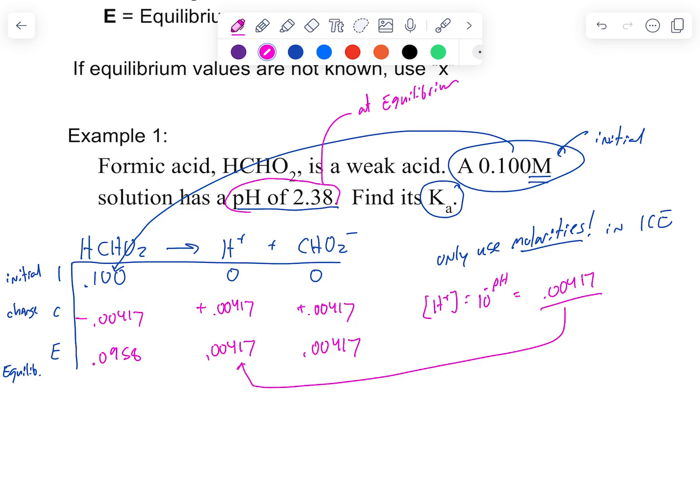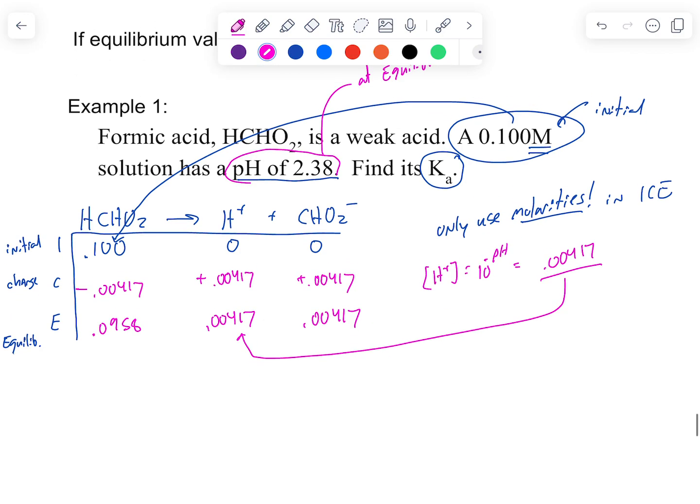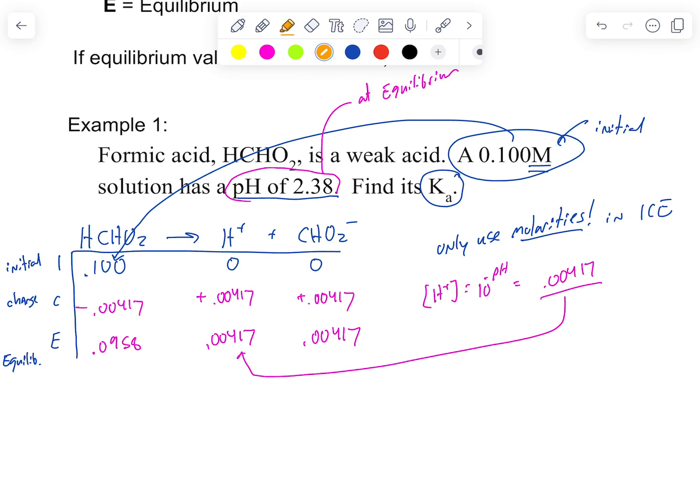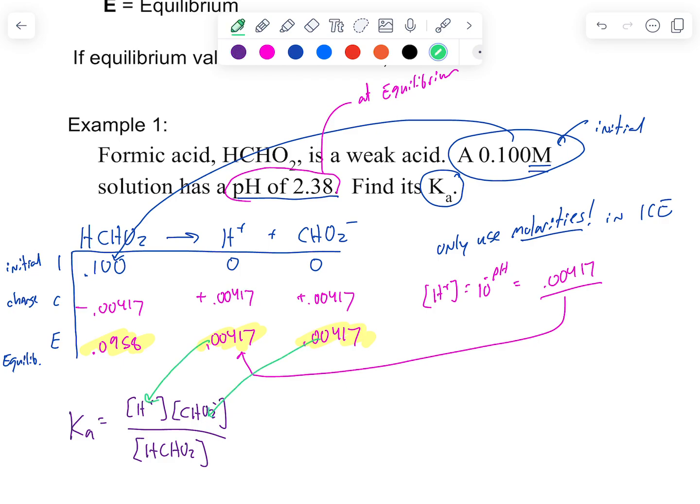All right, so we built this little table, and the reason we built the table is because we needed to know what the equilibrium values are. We need those because in the Ka expression, which is products over reactants, we now have the values to insert. So we can actually solve for the numerical value of Ka.